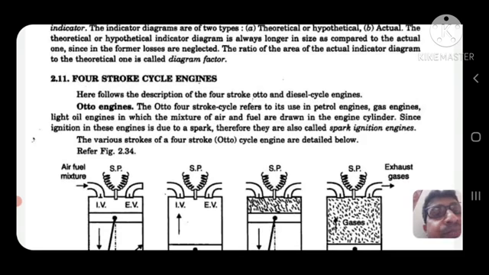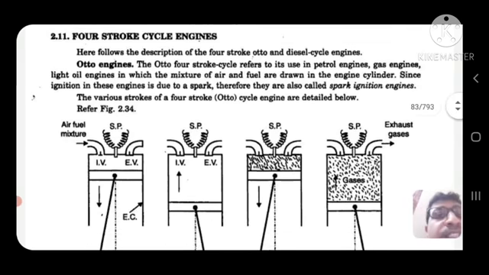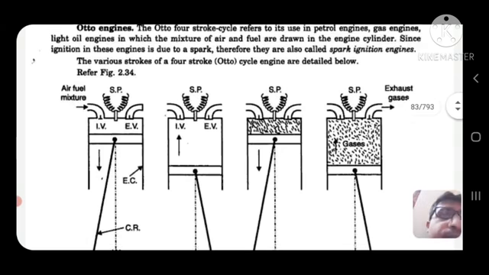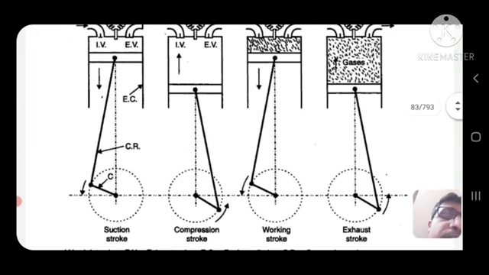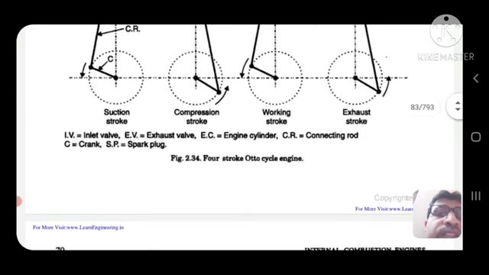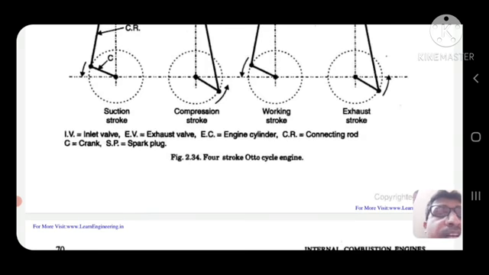Four-stroke cycle engine. Four-stroke Otto cycle engine. The Otto four-stroke cycle refers to its use in petrol engines, gas engines, and light oil engines, in which a mixture of air and fuel is drawn into the engine cylinder. Ignition of these engines is due to a spark. Otto cycle: there are four strokes: suction, compression, working and exhaust. The parts are the inlet valve, exhaust valve, engine cylinder, connecting rod, crank, and spark plug.